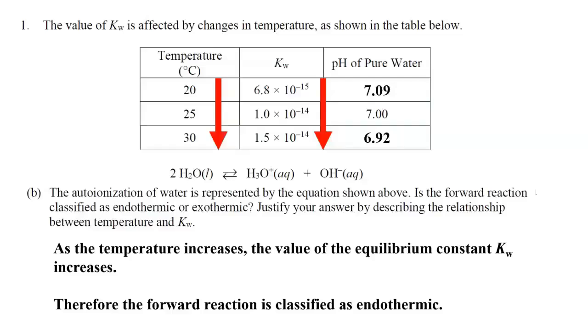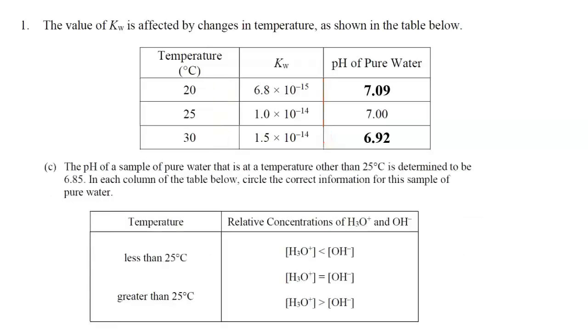All right, let's go ahead and take a look at part C of this question. It says, the pH of a sample of pure water that is at a temperature other than 25 degrees Celsius is determined to be 6.85. In each column of the table below, circle the correct information for this sample of pure water. I'm going to begin by focusing on the right side of this column, which is entitled Relative Concentrations of the Hydronium Ion and the Hydroxide Ion.